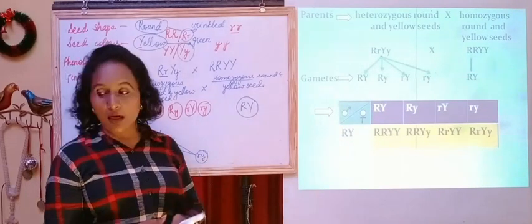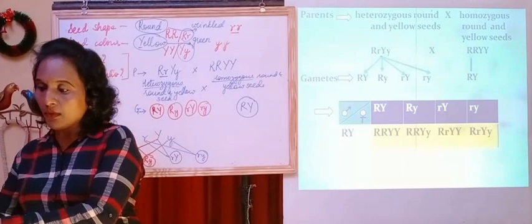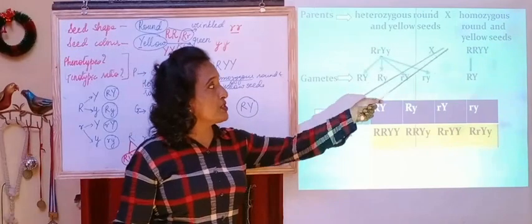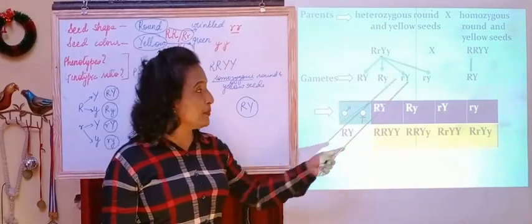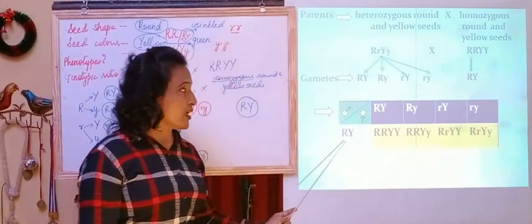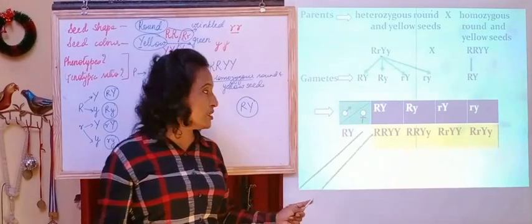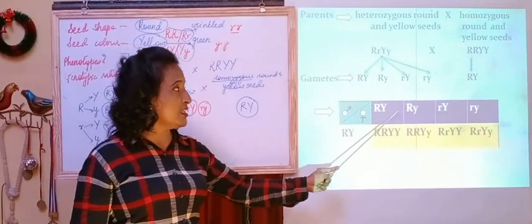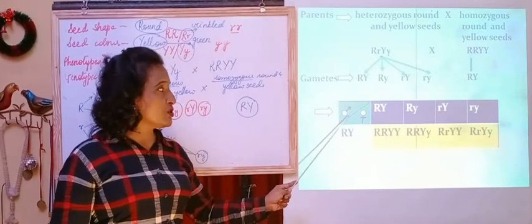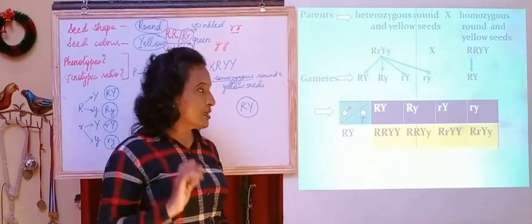So these are the parents, heterozygous and homozygous. These are the gametes. Gametes are written here, and on the left hand side, those are the lesser number of gametes which we are getting from the other parent. We are writing here, and these are the male gamete or female gamete symbols, which we should always remember to put.